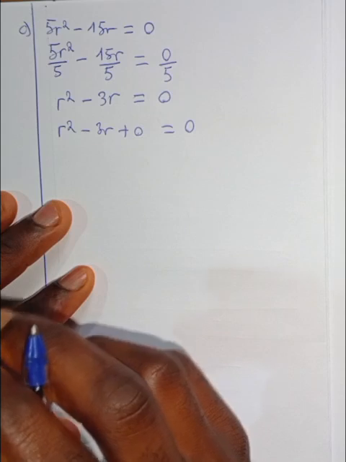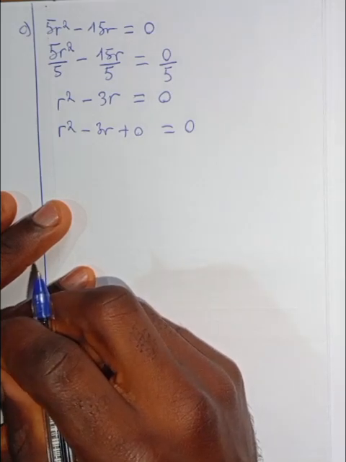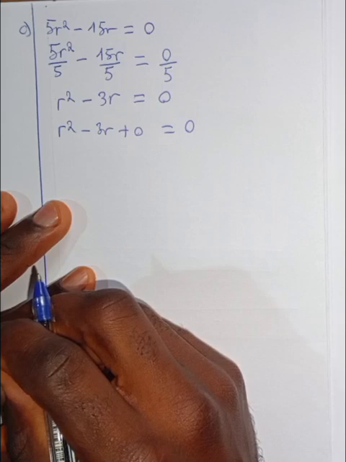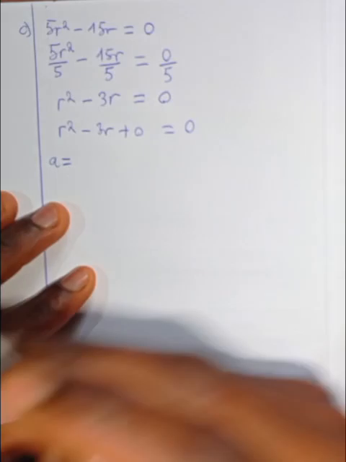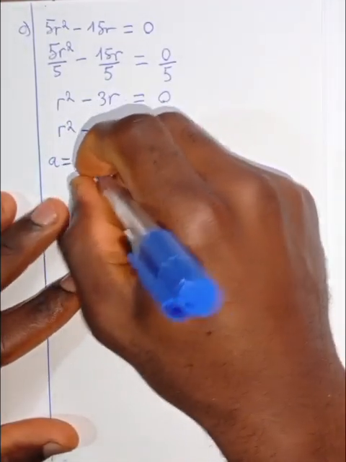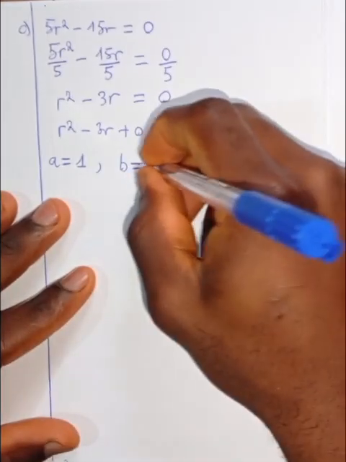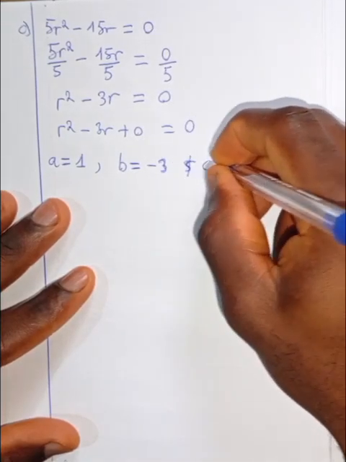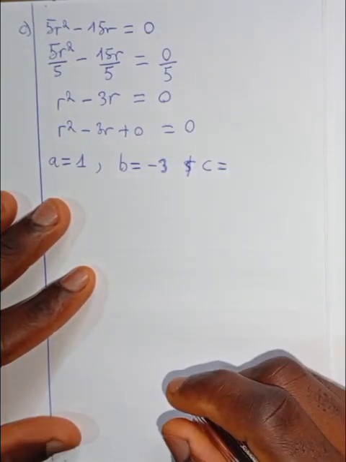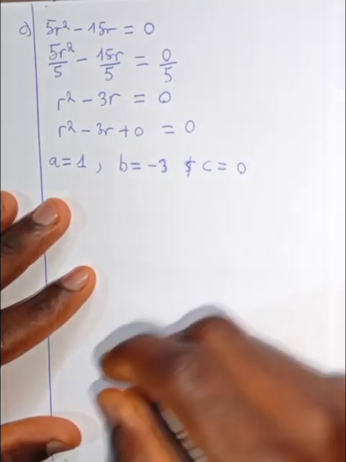Next thing, we need to find the values of a, b, and c. Remember, a is the coefficient of the variable squared. That means r squared. The coefficient of r squared here is 1. Our b is the coefficient of r, which is simply negative 3. And our c is the constant term, which is independent of the variable r. Here our c is equal to 0.